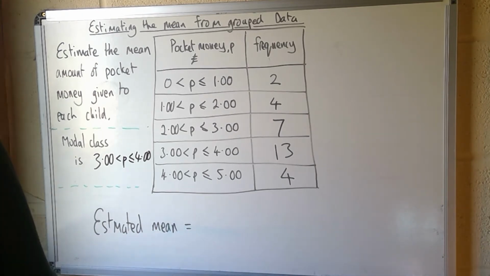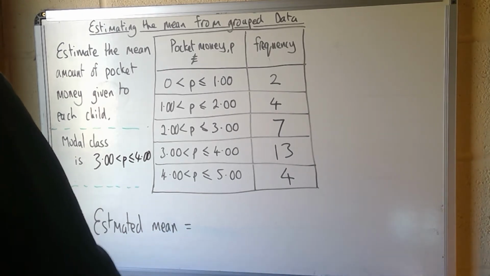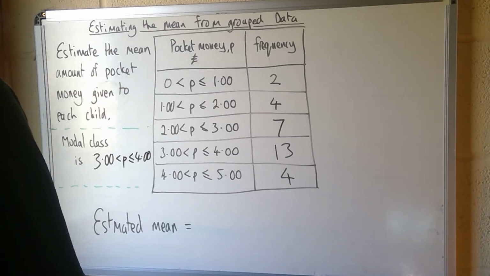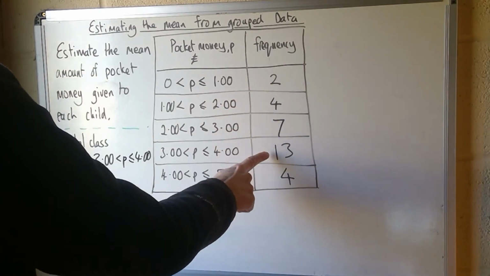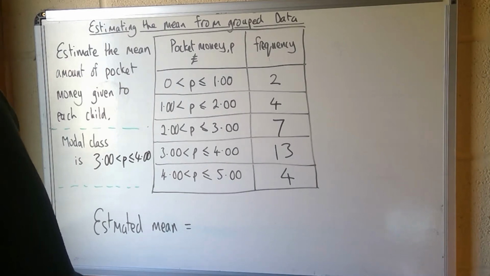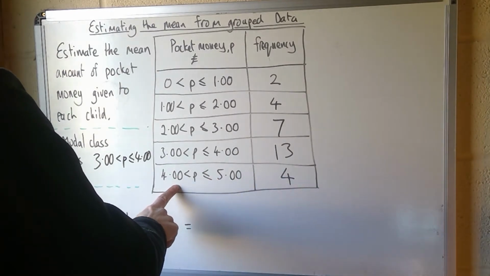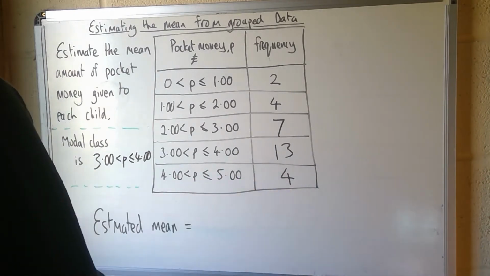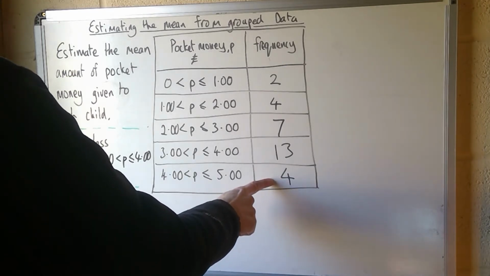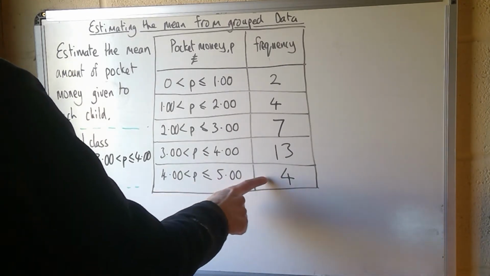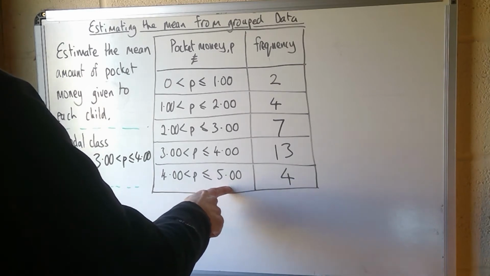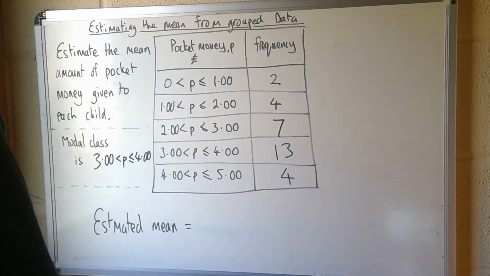Now, why is it an estimated mean? It's an estimated mean because we don't actually know how much pocket money each of these students got. We know that these 4 students got between £4 and £5, but we don't know exactly. So they could have got £4 and 1 pence, or £4.50, or they could even have got £5, all of them. We don't know, so we have to estimate.